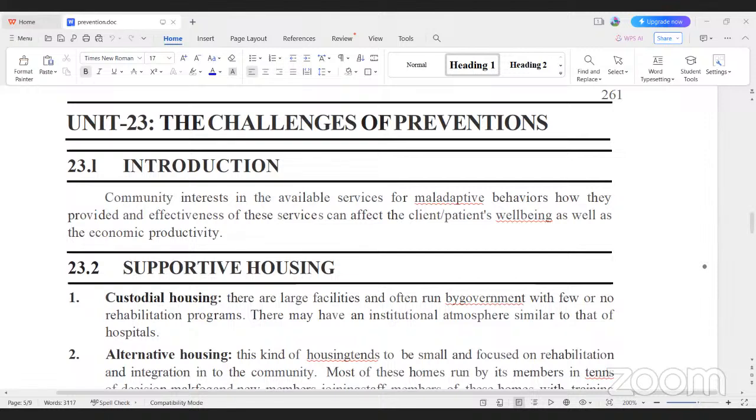We will take a screenshot, sir. Principles of psychology, sir. Chapter wise topics.